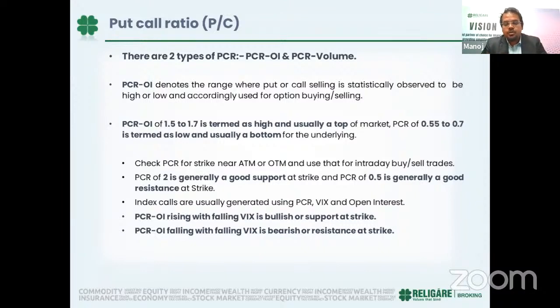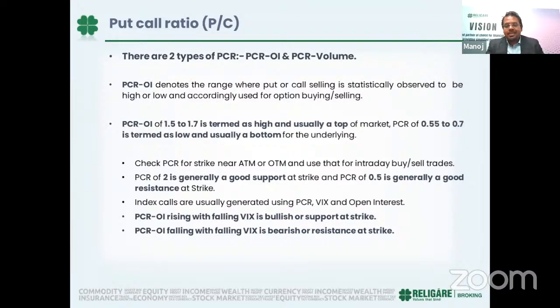So put call ratio, what is put call ratio? It is simply dividing the put by the call. So let's say the put has got 2 lakh open interest and you divide it by the call open interest of 1 lakh. So you get 2 divided by 1, the answer is 2. So when the put call ratio is 2, that is when generally you have seen that there is heavy put writing that has happened. This is for the strike.